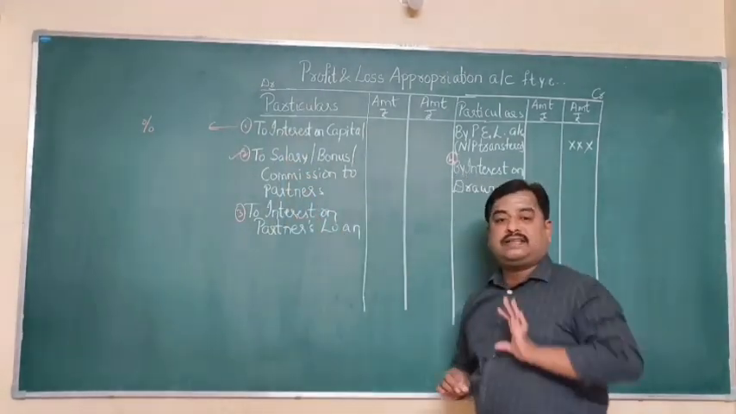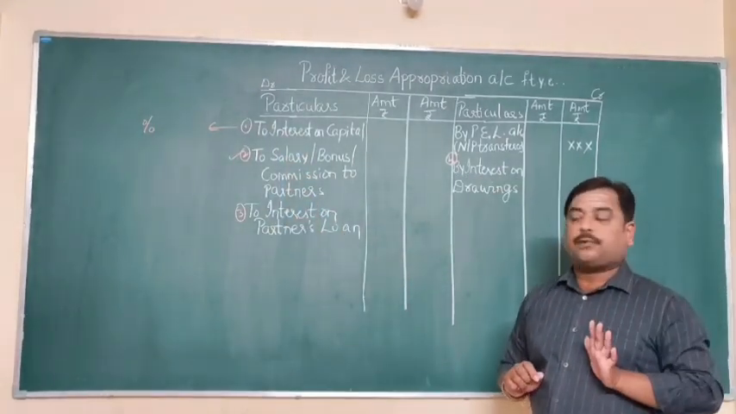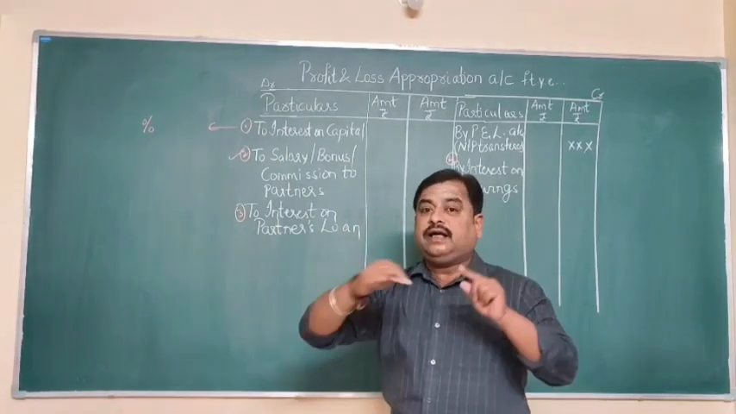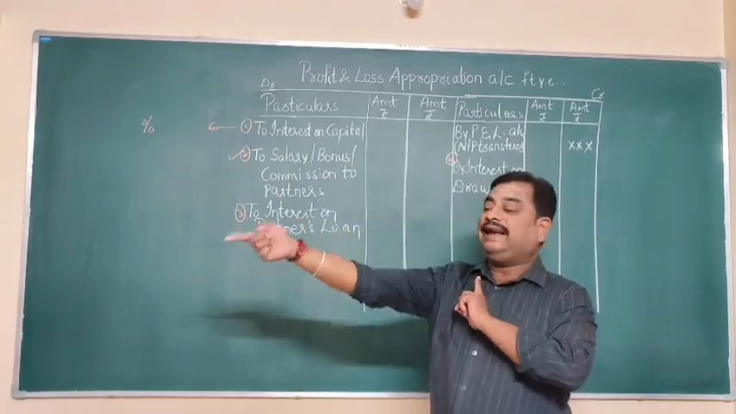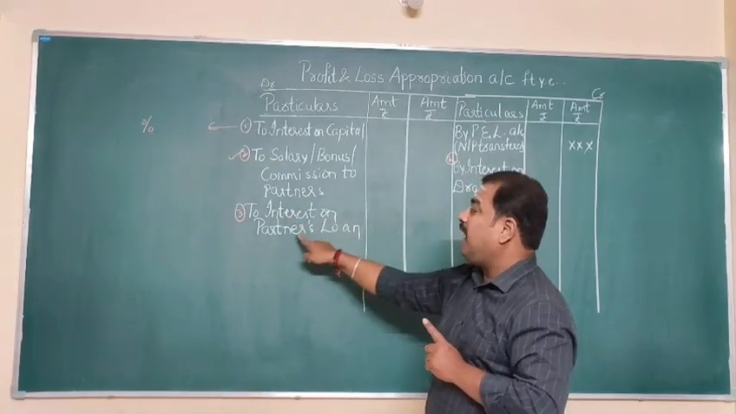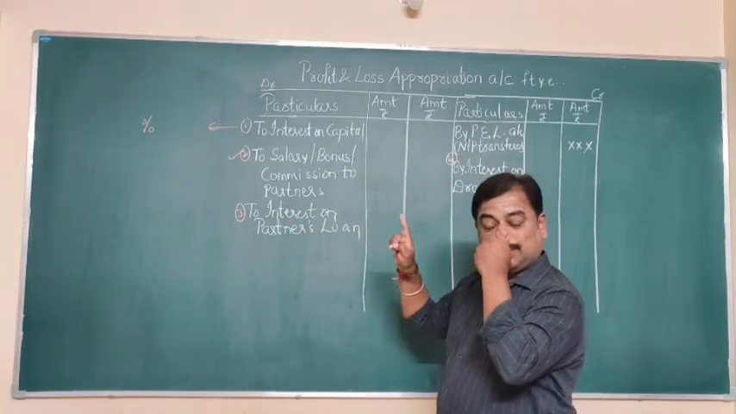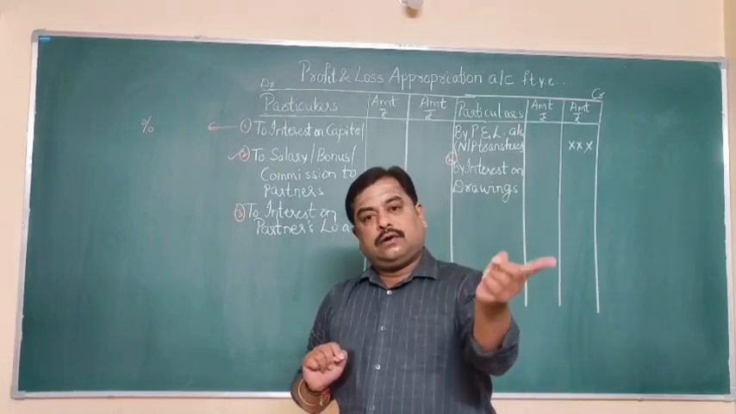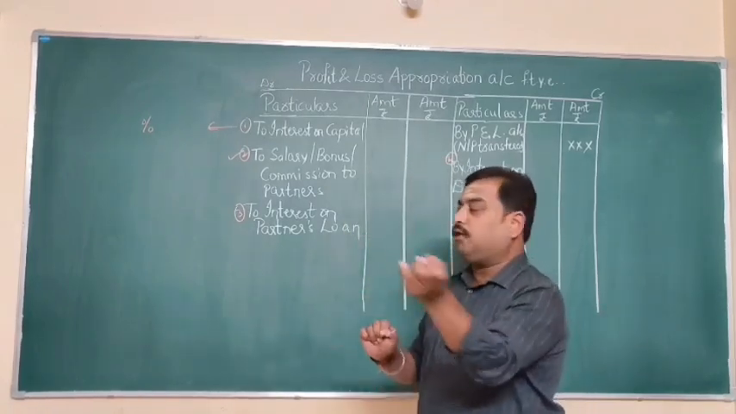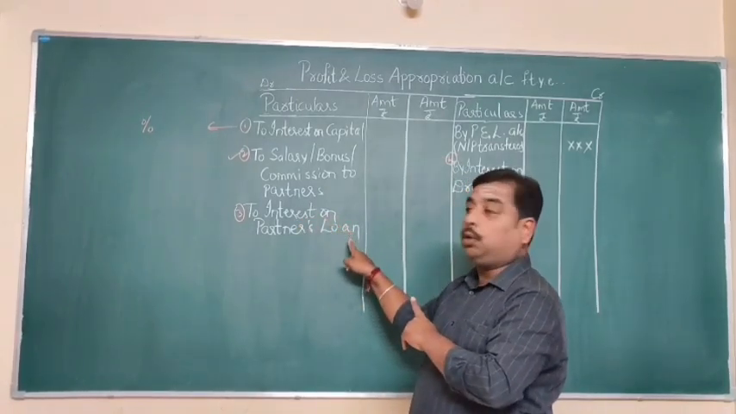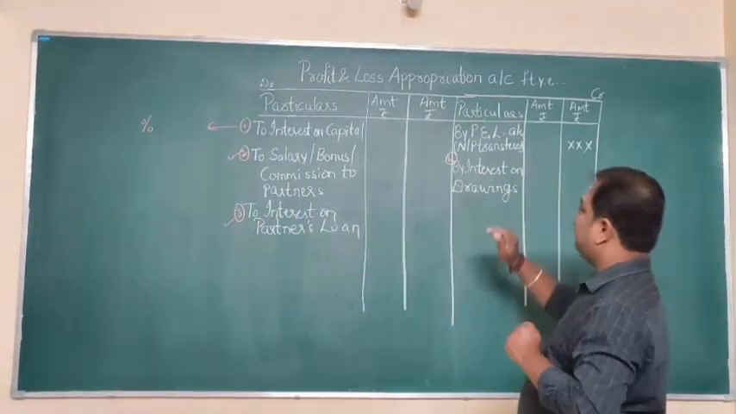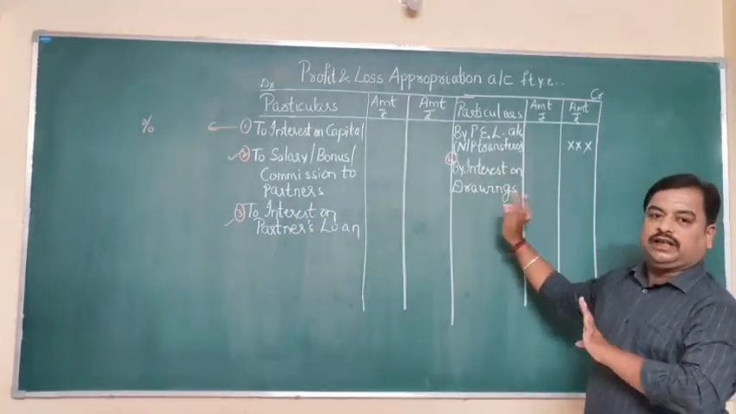The third adjustment which comes in the profit and loss appropriation account is if any partner has given a loan to the firm, then the firm has to give him interest. So, interest on partner's loan. If a partner has given a loan to the firm, the firm pays him interest, and for paying that interest, it is called interest on partner's loan. Third adjustment. And the fourth adjustment is interest on drawings.